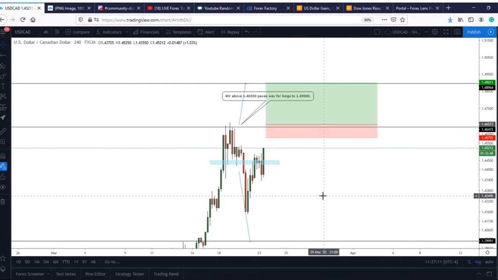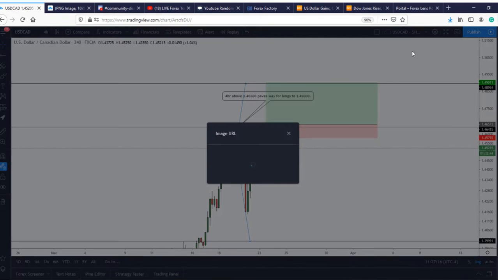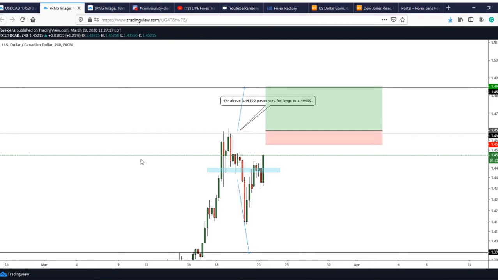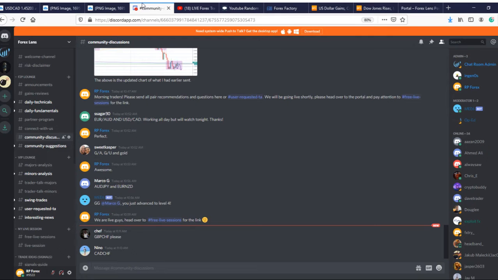That's probably the best risk for your buck. And that's what we're taking. So I'll save this as well, and I'll send that through. Thank you for those pair recommendations. Much appreciated. And that was given by Sagar. Next up, we have Sweet Casper with a few recommendations: Pound Aussie, GU, and Gold.